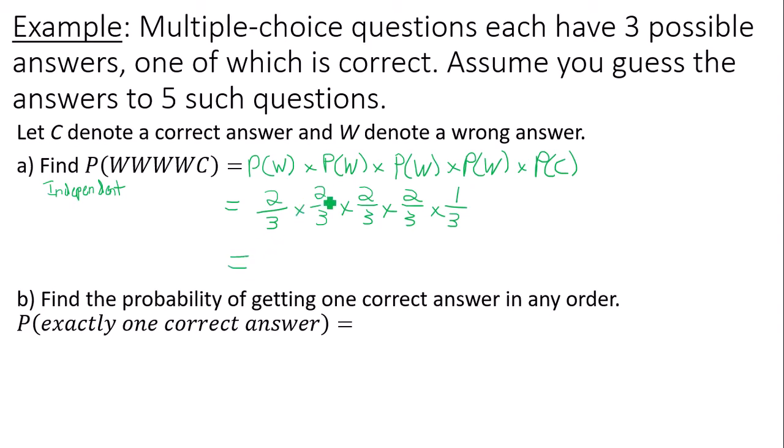So 2 times 2 times 2 times 2 is going to give you 16. And then 3 times 3 times 3 times 3 times 3 gives you 243. And if I want to give this as an answer to four decimal places, it's 0.0658.